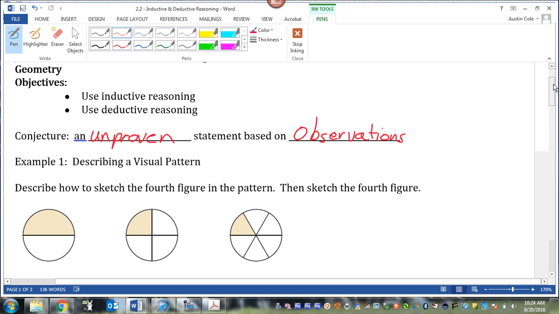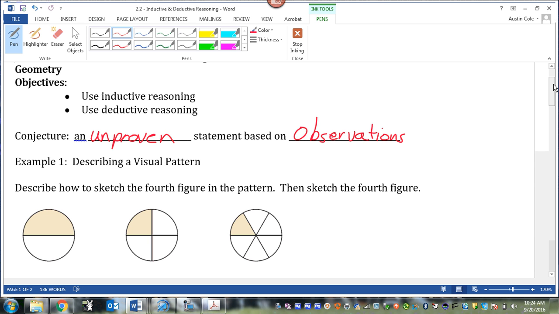So has anyone ever heard the term conjecture before? Nope. No. Austin, you have. Where have you heard that before? English. You're right. So, in English, what's a conjecture? That's a conjunction, but close. So, a conjecture is basically what we have here: an unproven statement based on observation.